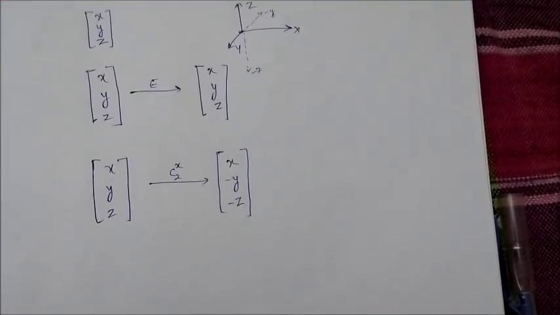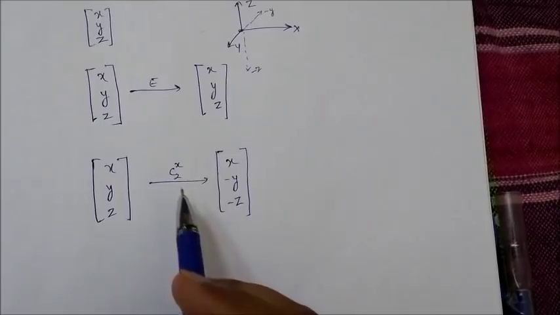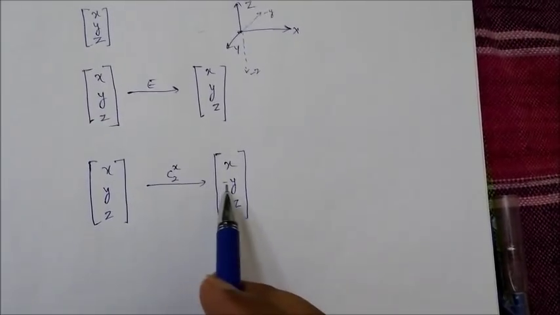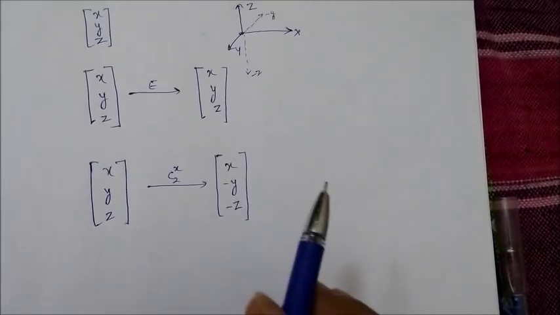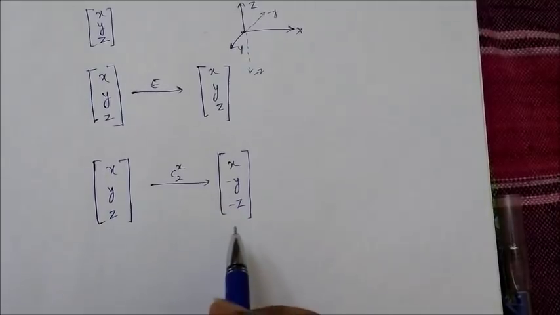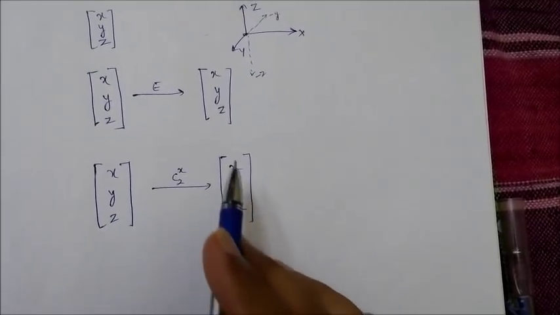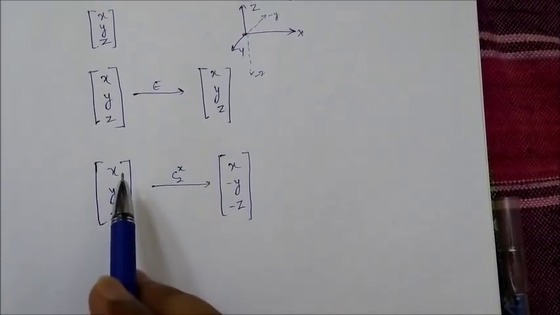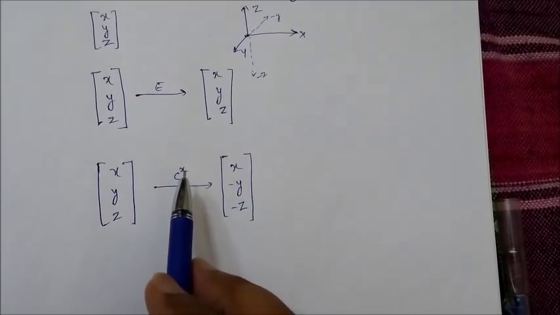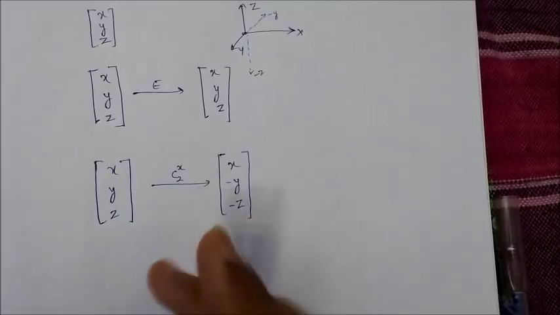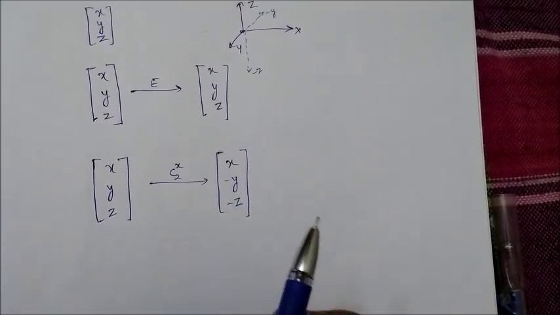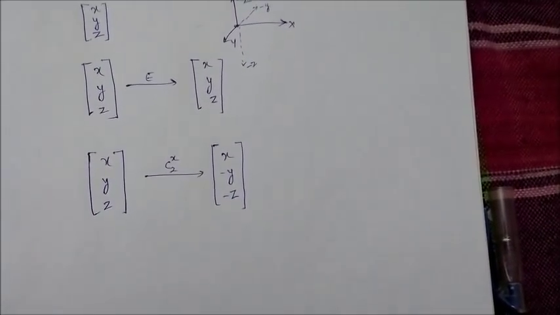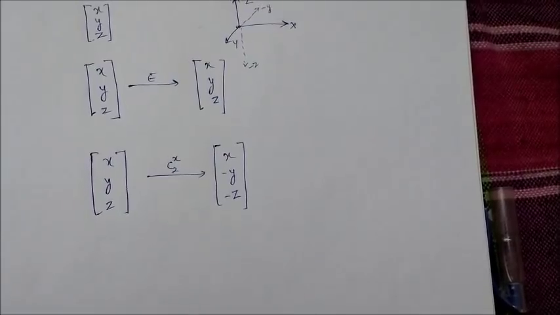Similarly, if you do it along the y-axis, then what will happen? Y will remain positive, the other two will become negative. If you do it along the z-axis, then z will remain positive, the other two will become negative. So the sign of the other two will change. The axis along which you are rotating by C2 will not change, the other axes will change their sign. So this is the C2 axis along x direction.